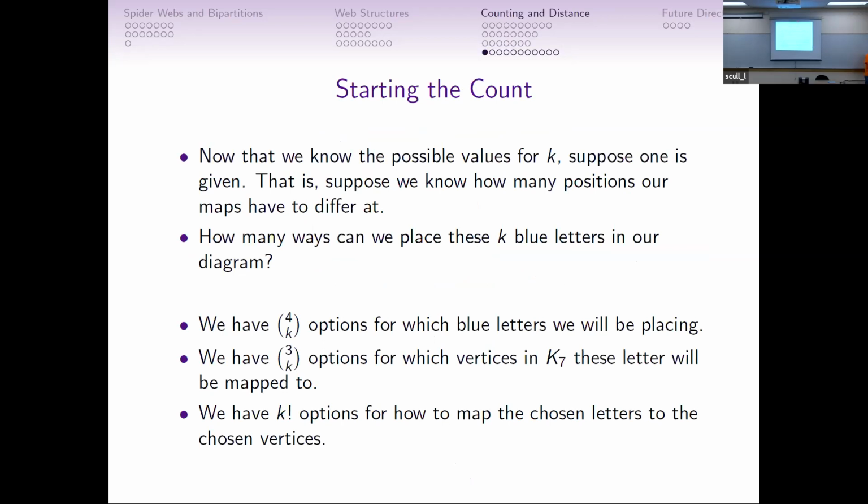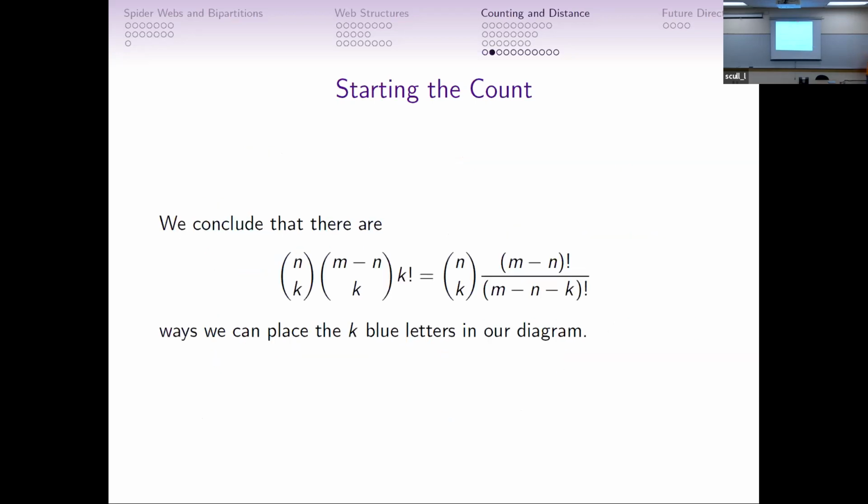Okay, so let's suppose that some value for k is given to us now that we know the bounds on it. And again, k is the number of places where our images are differing. So we have k blue letters that we want to place in our diagram so the images don't differ. Well, in this case, we have 4 letters to choose from. So for which letters we're moving, that'll be 4 choose k. And then we have 3 slots we can put them in. So choosing the slots, that'll be 3 choose k. And then we have the options for how to arrange the letters that we put down. So that will be k factorial. All in all, this is how many ways we can place the k blue letters in our diagram.